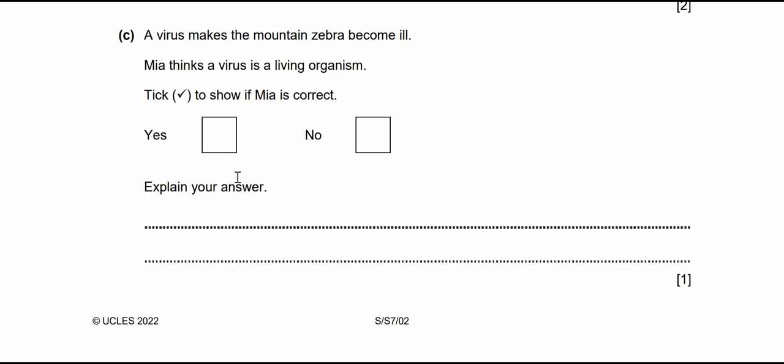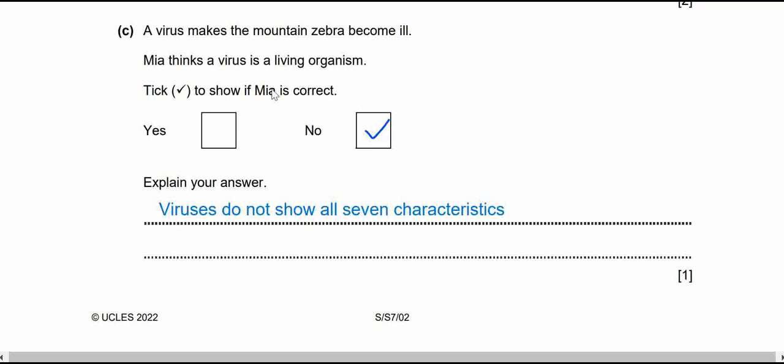Okay guys, time up. Let's check out the answer. If you're not finished, you may pause this video if you still need time to think. Okay, here's our reveal answer. Mia thinks a virus is a living organism. It's not. Explain your answer: viruses do not show all seven characteristics. What are the seven characteristics?